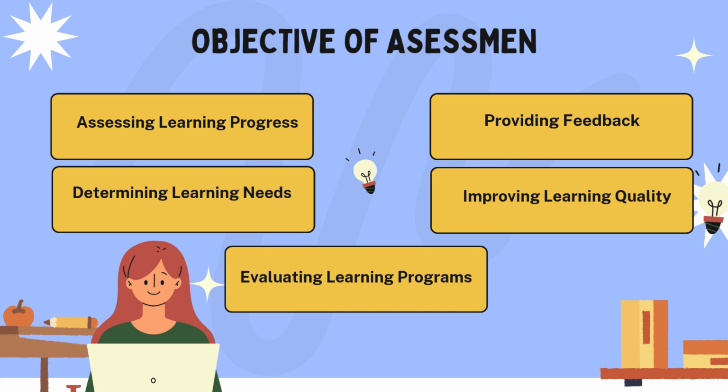The third, providing feedback. Providing information to students about their strengths and weaknesses, as well as steps that can be taken for improvement. The next, improving learning quality. With assessment data, teachers can adjust teaching methods and strategies to be more effective. And the last, evaluating learning programs. To evaluate whether the learning objectives set have been achieved and whether the program or curriculum needs to be improved.